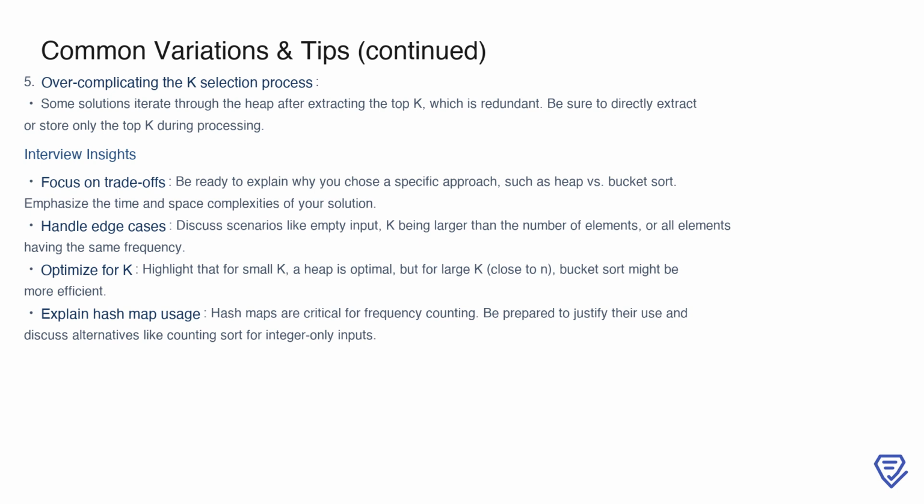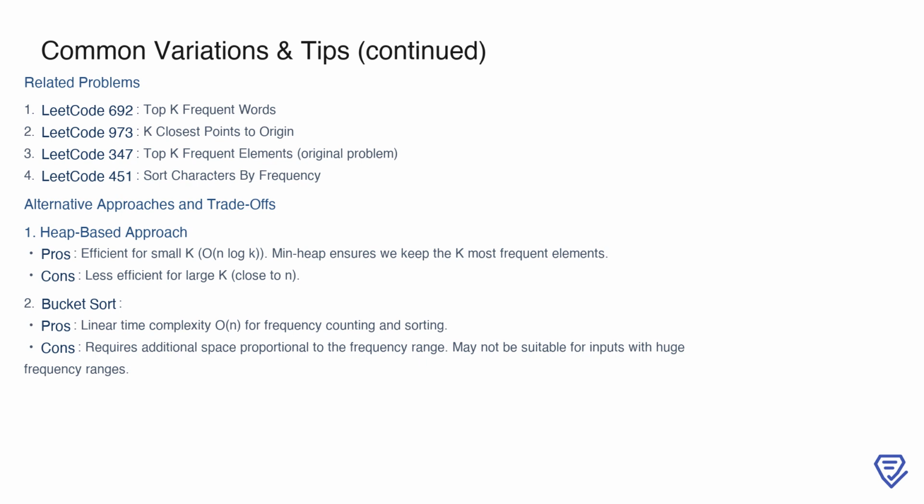Another key point to highlight is optimizing your solution based on the value of k. Small values of k make heaps particularly efficient, while for larger values of k, bucket sort might be the better choice. Finally, hash maps are a pivotal part of this problem for frequency counting. Be ready to justify their use, and if the inputs are restricted to integers, you can even discuss alternatives like counting sort. If you're looking to expand your understanding of related problems, there are several you might find interesting.